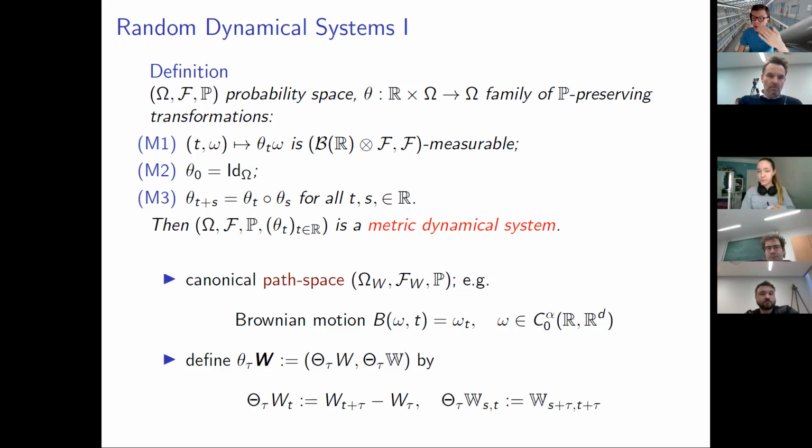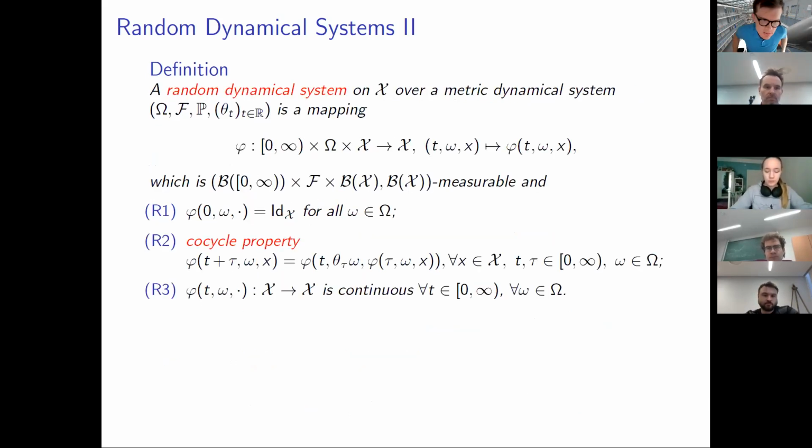For example, shifting a Brownian motion or a fractional Brownian motion. Good. So now what's a random dynamical system? A random dynamical system over a given metric dynamical system is basically just a mapping that looks a little bit like a flow. So you have a time, then you have the randomness, and then you have your phase space, and all this is doing is taking a starting initial condition and the noise, and producing after time t a value in your phase space, starting from x.